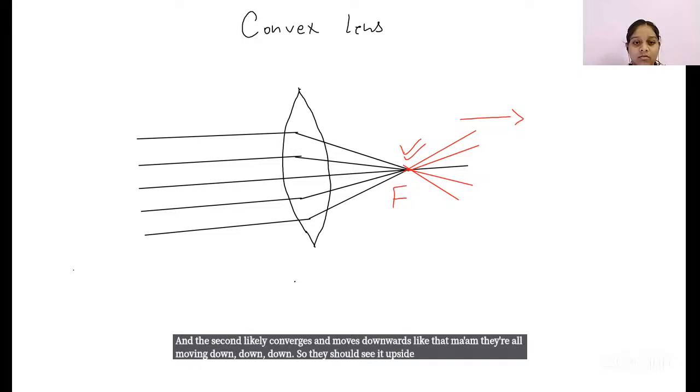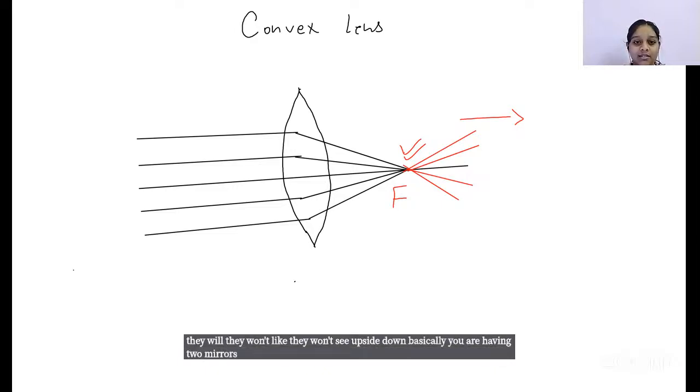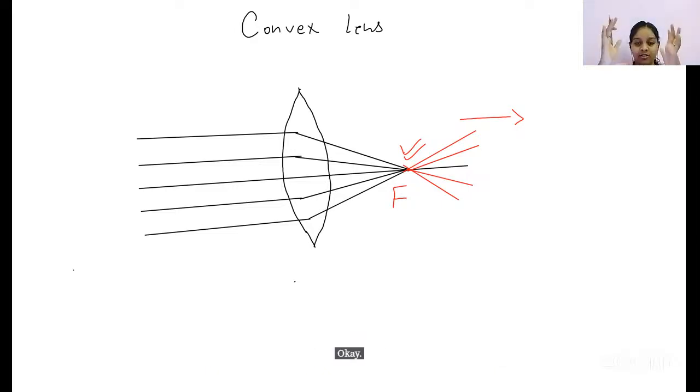I'm not understanding. Yes, they are moving, right? But they won't see it upside down. Basically, you are having two mirrors, Abraham, to form a lens. You're having two circular mirrors put together, then you form a lens. So even if the converging is not happening, but directly diverging is taking place, at some point they will converge.